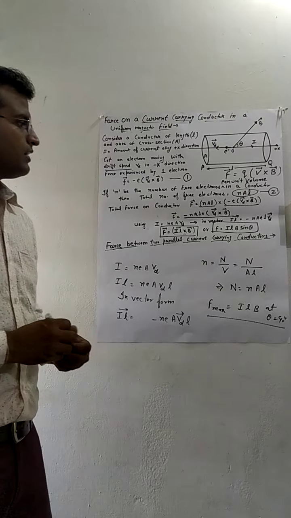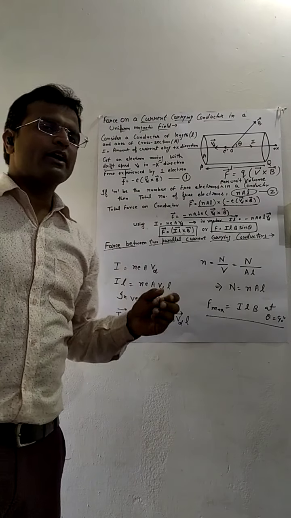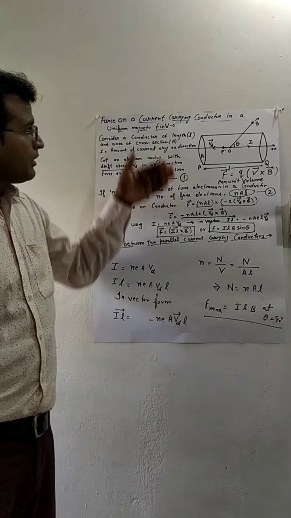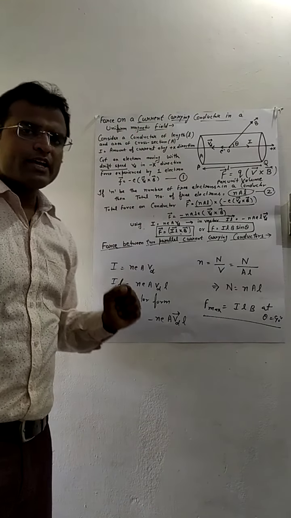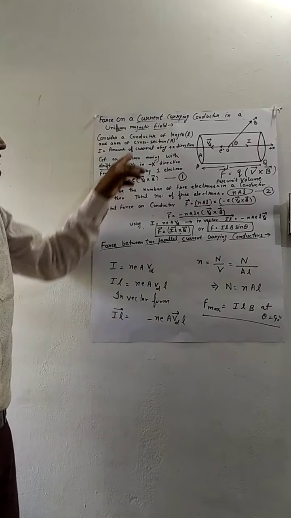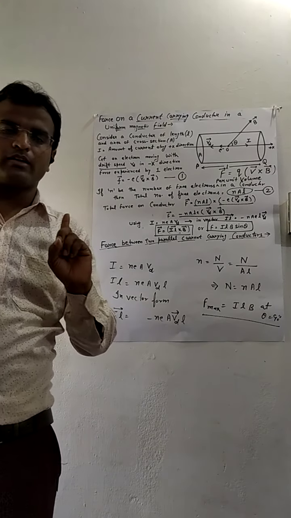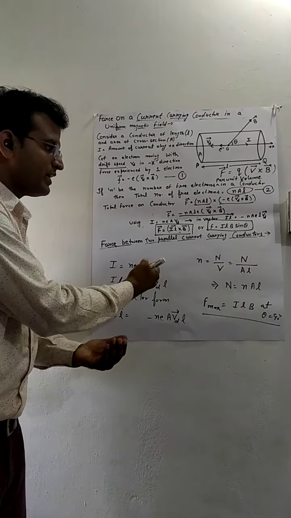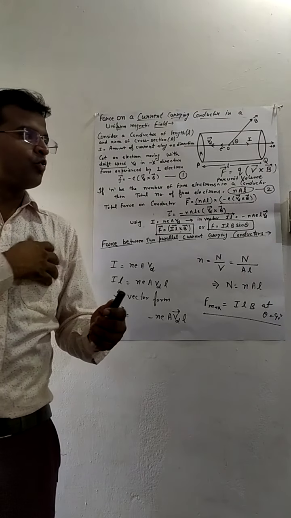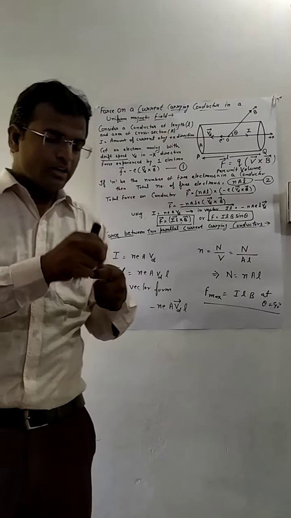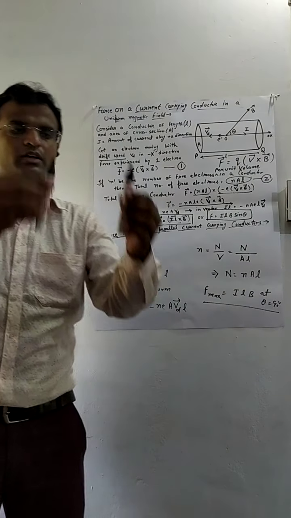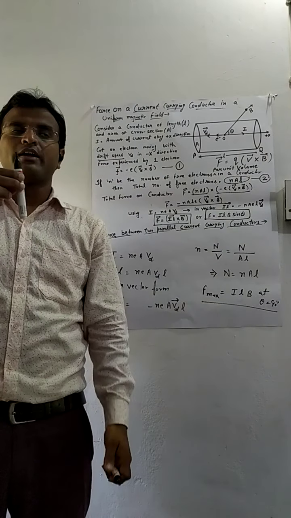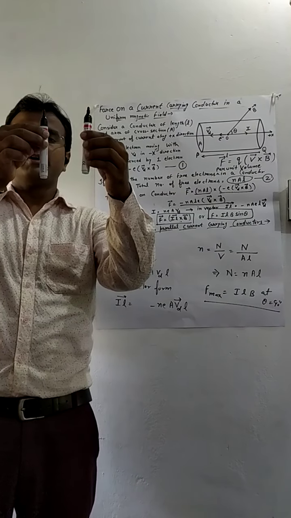Okay, and this is the topic, force on a current carrying conductor placed in a uniform magnetic field. Related to this topic, this is the force acting on a single conductor. Now, our next topic is force between two parallel current carrying conductors. There are two conductors parallel to each other. Now, what is the force between them? We calculate the force between them.